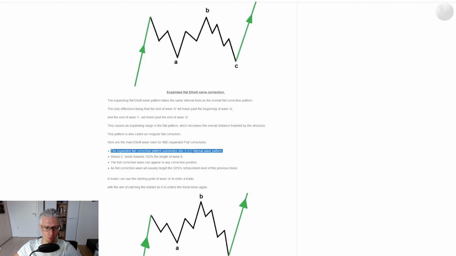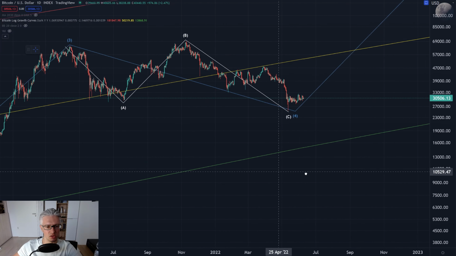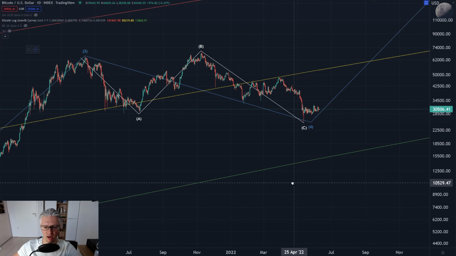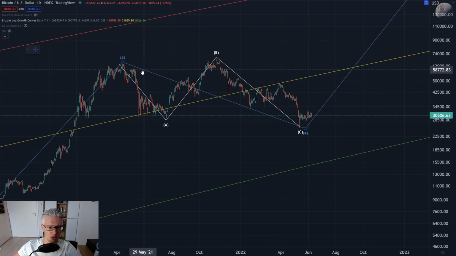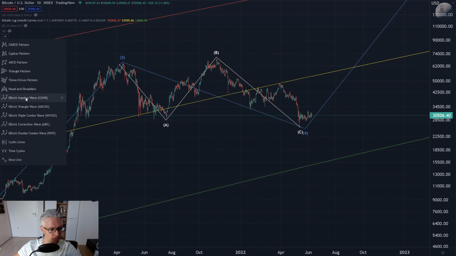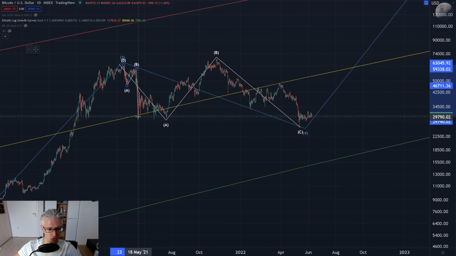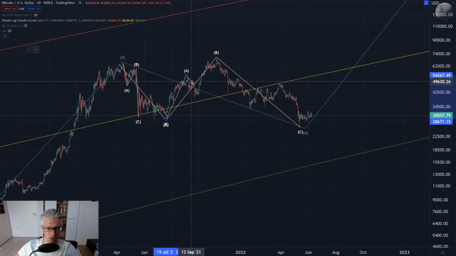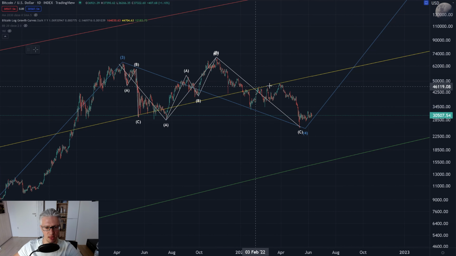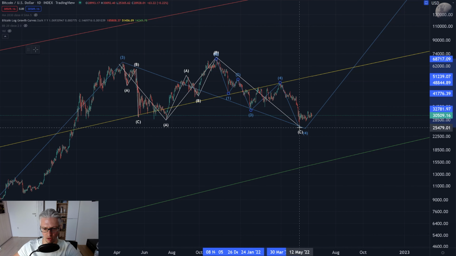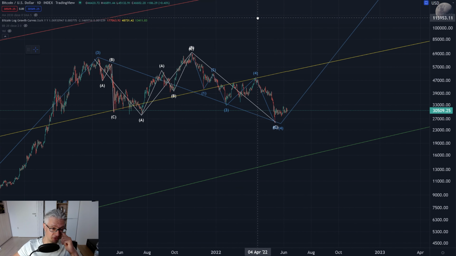5 internal wave patterns. So that means we can subdivide this ABC correction, this wave 4 correction, into even shorter impulse waves. So this would be 1, 2, 3, another 1, 2, 3, and then we would have a 5 wave down. 1, 2, 3, 4, 5. So this would be the Elliott wave count. It looks a bit not so visible, but that is the basic theory.